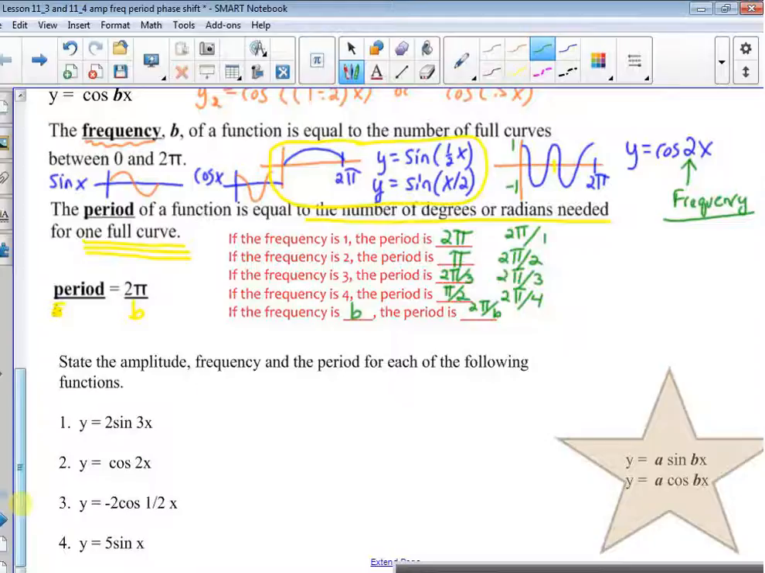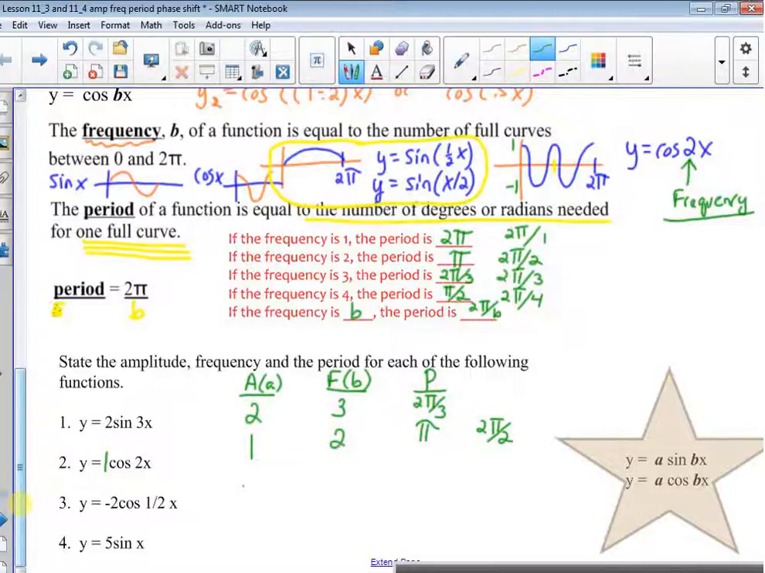Okay, so for the next ones, it says, what is the amplitude, A, what is the frequency, which is B, and the period. There is no symbol for period, just P. Okay, so the amplitude for this one would be 2, frequency 3, and the period is 2 pi divided by 3, and this is radians. Amplitude is 1 if there's nothing written there. Frequency is 2, means you're getting 2 complete curves from 0 to 2 pi, and the period is 2 pi divided by 2, or pi.